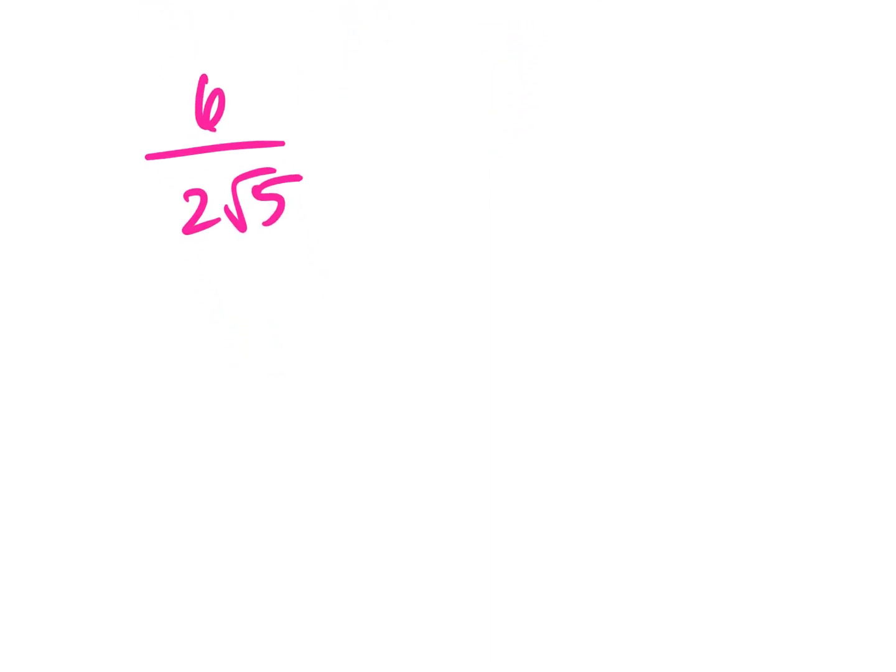What's the only thing we have a problem with? Do I have a problem with the 2 on the bottom? No. What's the only thing I have a problem with? That root 5. So we have to multiply by that root 5 on the bottom. If I do that on the bottom, what do we get on top? 6 root 5. Yeah. So I'd have a 6 root 5 over, what's this going to get me?